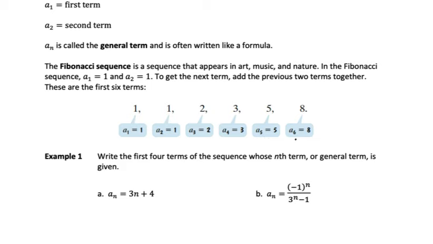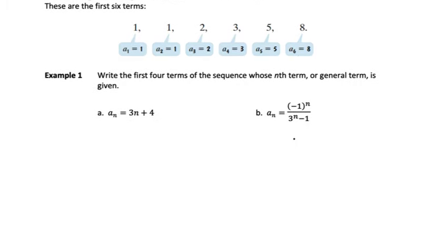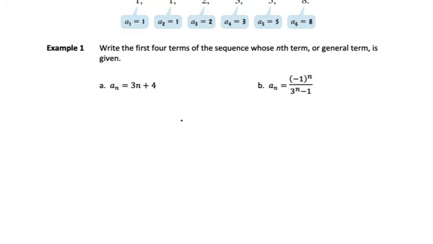So we're going to look at example 1 first. It says to write the first 4 terms of the sequence whose nth term or general term is given. And you can see here that the general term basically just looks like a formula. So for my first term, a sub 1, it's 3n plus 4. So that means I'm going to plug in 1 for n. So 3 times 1 plus 4 is 3 plus 4, which is 7.